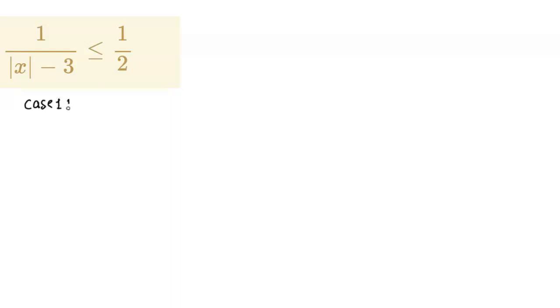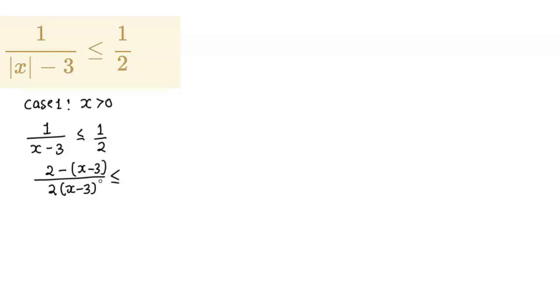case 1, when the term inside this modulus, x, is greater than 0. When x is greater than 0, this will become 1 upon x minus 3 is less than or equal to 1 upon 2. We will put 1 upon 2 on the LHS, and when we take the LCM, this will become 2 minus (x minus 3). I am writing it directly because these are easy calculations. If you are preparing for IIT, then you must know this calculation.